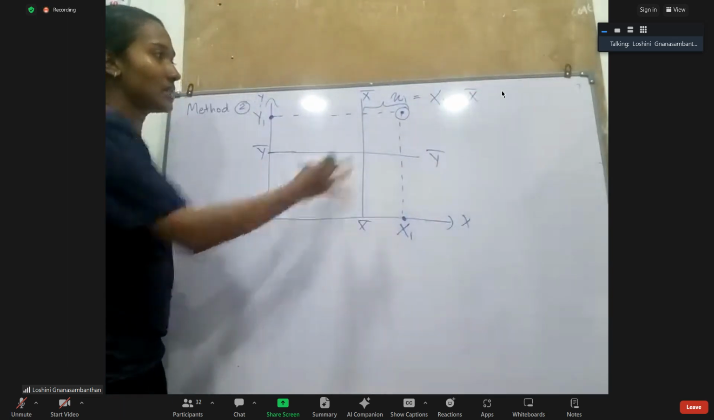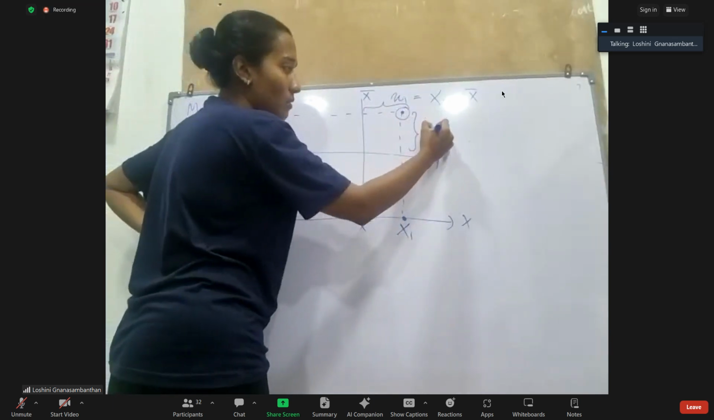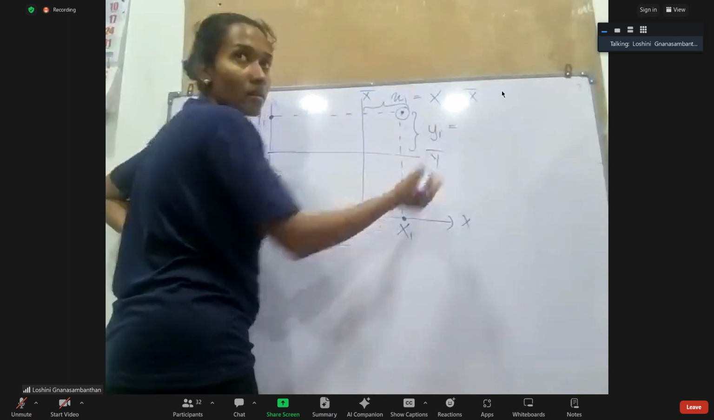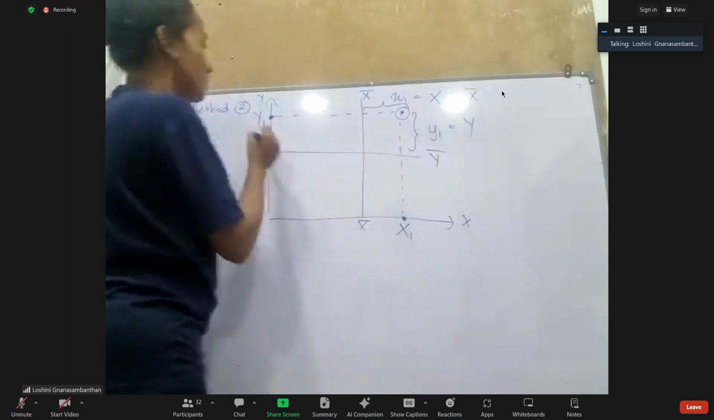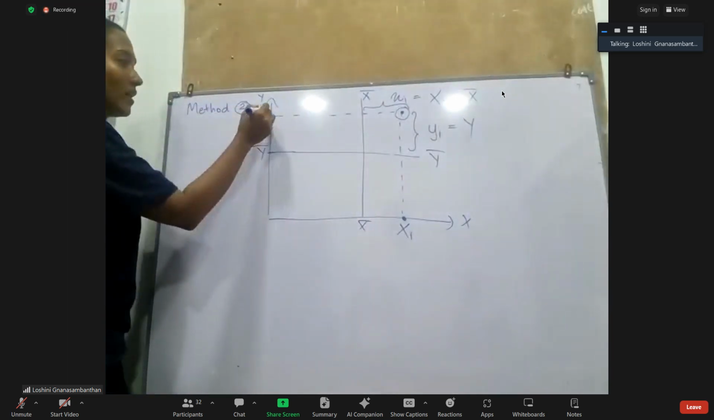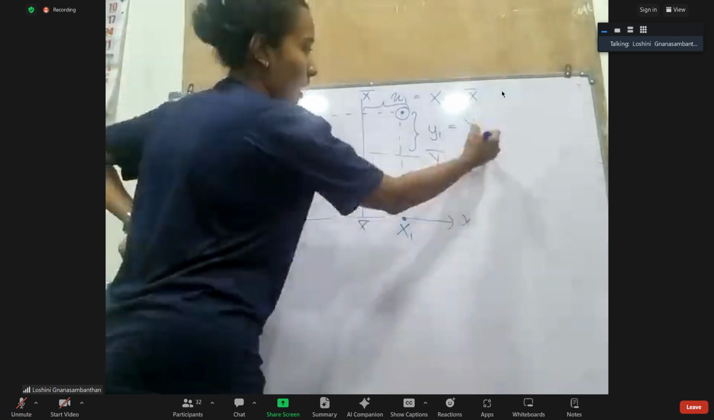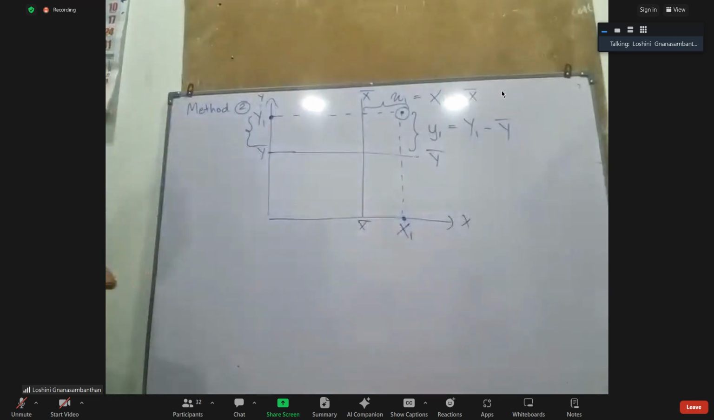Likewise, this space also you can write as a simple variable. And you can see this distance, right? So simple yi is capital Yi minus y bar.